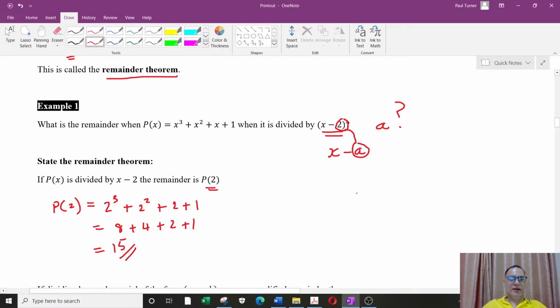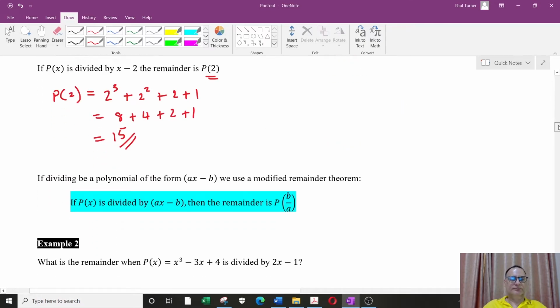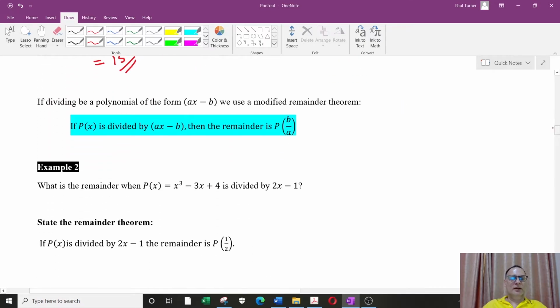Okay, so your remainder in that question is 15. I'm not going to bother dividing it, but you could divide that and get the same answer by division. Now, one modification of the remainder theorem is if you're dividing by a divisor in the form ax minus b. If you divide by ax minus b, you need to evaluate p of b on a.